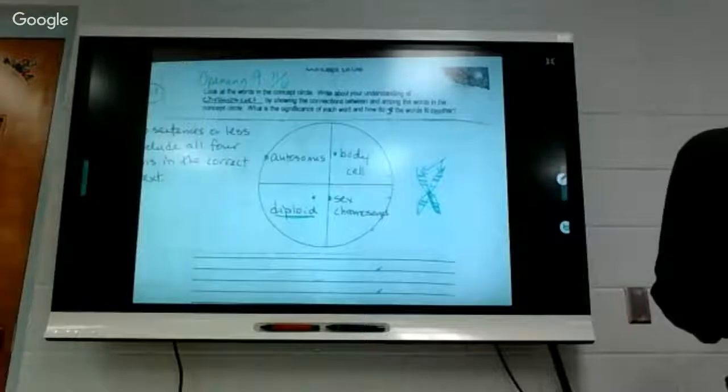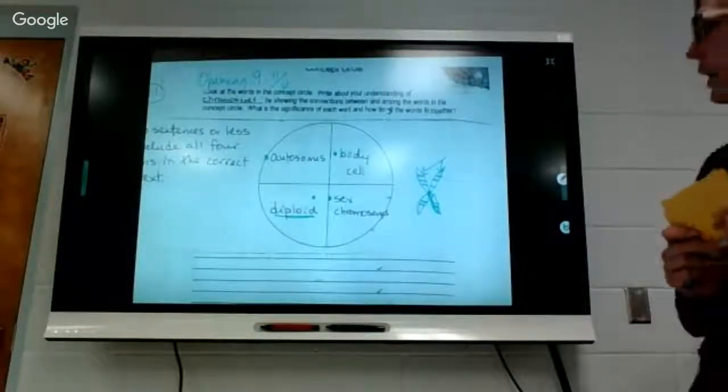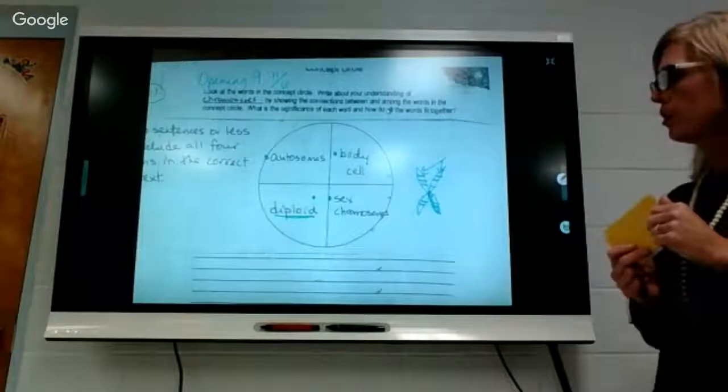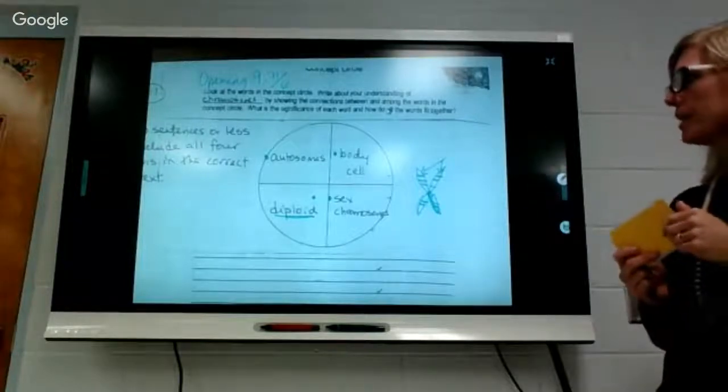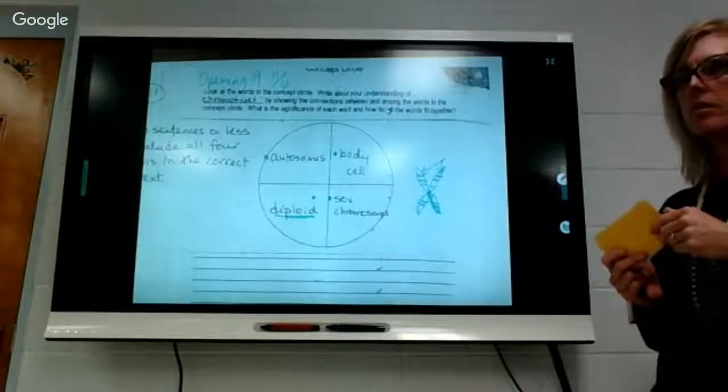X and Y are your sex chromosomes. Okay, good. So a diploid is a full set of autosomes in a body cell. Okay, so a diploid number, or in a body cell, is a full set of chromosomes in a body cell? I said autosomes.